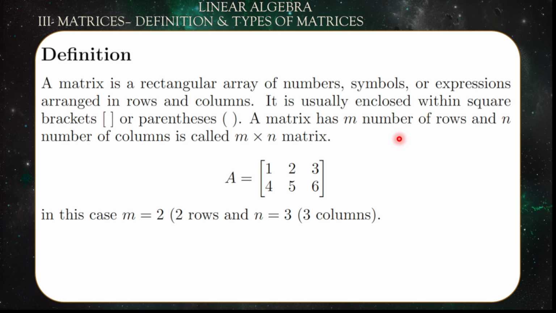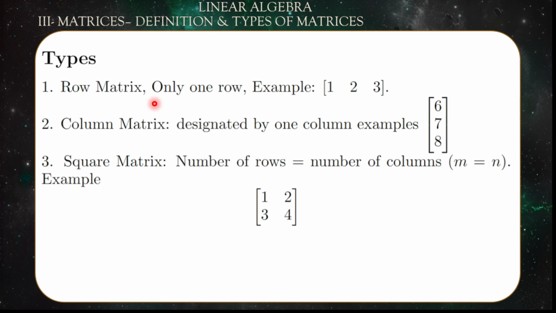A matrix having m number of rows and n number of columns is called an m times n matrix, meaning it has m rows and n columns. So let's say, given this example where A is equal to 1, 2, 3, 4, 5, 6. So m is equal to 2, which is the number of rows, correct? And n is equal to 3, which is the number of columns. First column, second, and third. So this is a matrix of 2 rows and n equals 3, which is 3 columns.